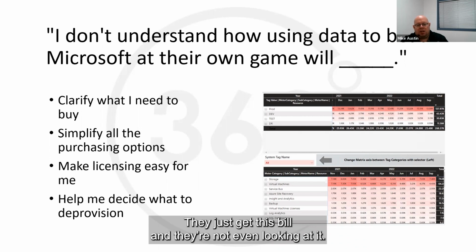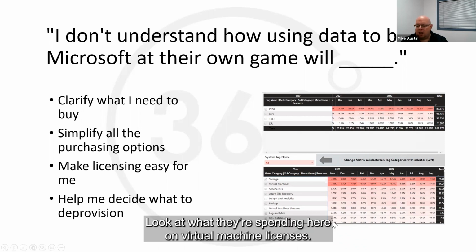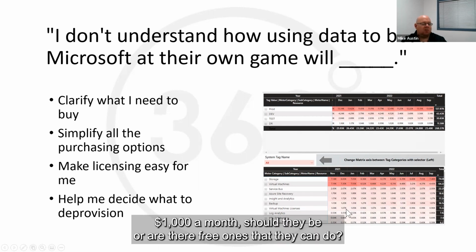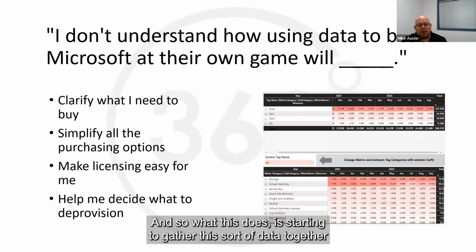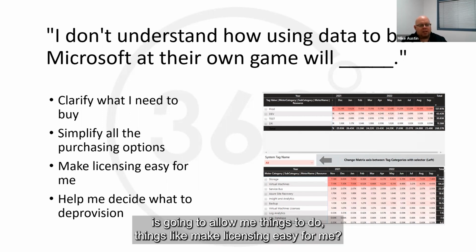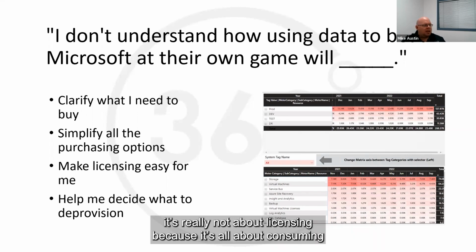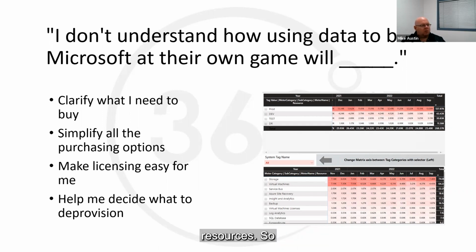They just get this bill and they're not even looking at it. They're just paying for it. Look at what they're spending here on virtual machine licenses, $1,000 a month. Should they be? Or are there free ones that they can use? And so what this does is start to gather this sort of data together and put it in views. Is it going to allow me to do things like make licensing easy for me? A lot of the times when we talk to people about licensing in Azure, it's really not about licensing, because it's all about consuming resources.